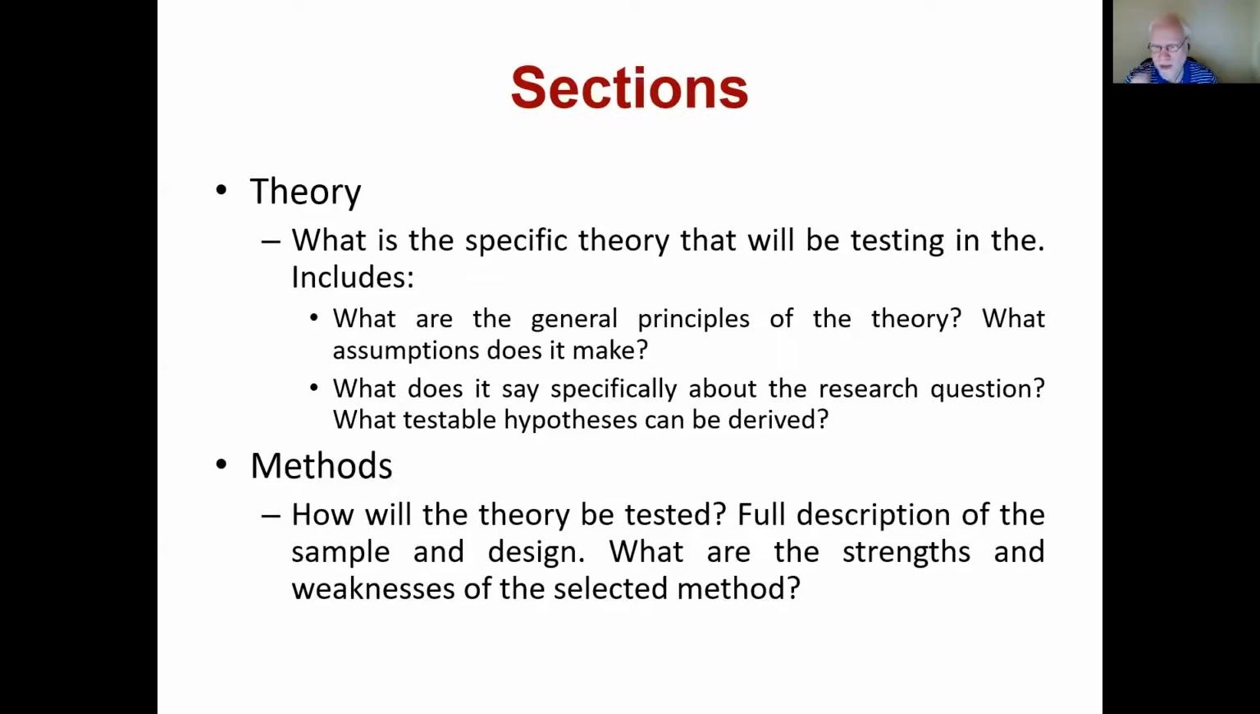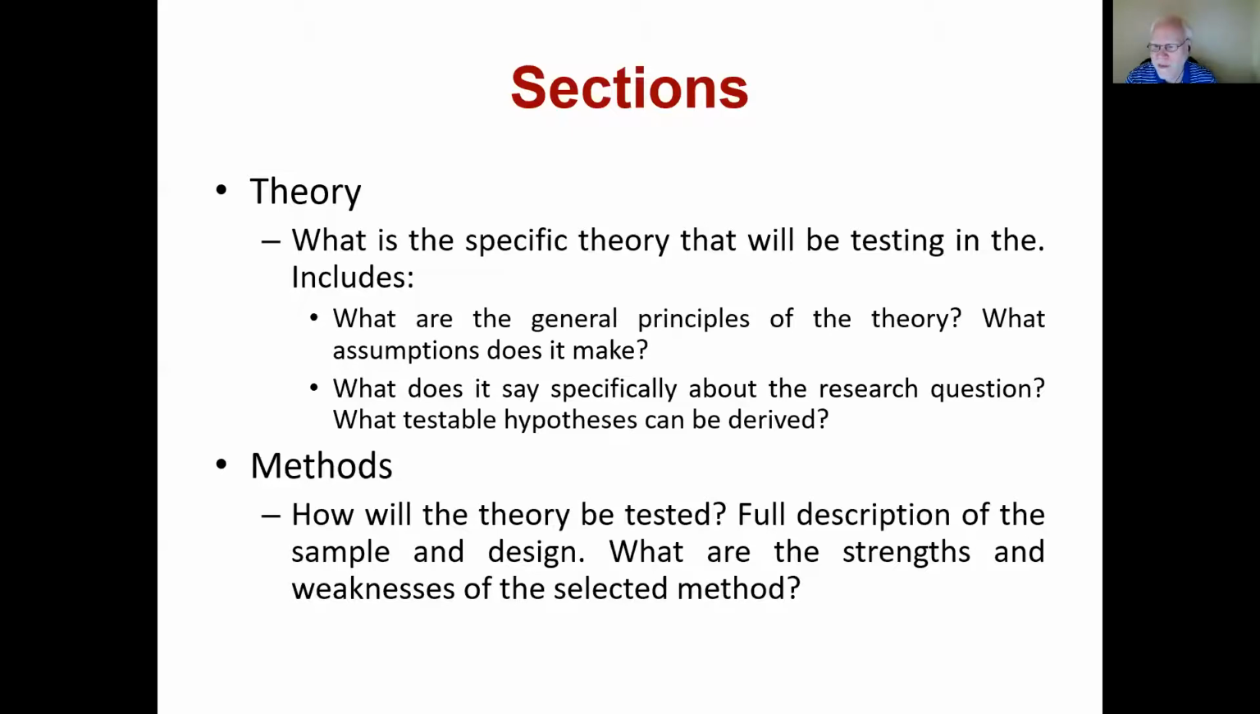So based on the thesis, the argument you're making, you're going to have a theory that supports the logic of why this argument makes sense. So if you're saying that it's because of factor X, what assumptions do we need to be making that help explain why factor X would answer our question, would produce the results? So you start with the general principles of the theory. So what does the theory say in general?